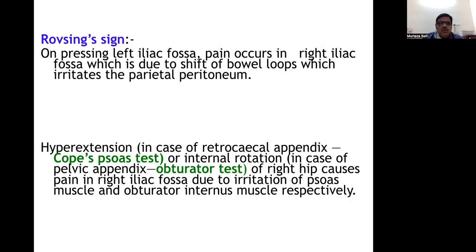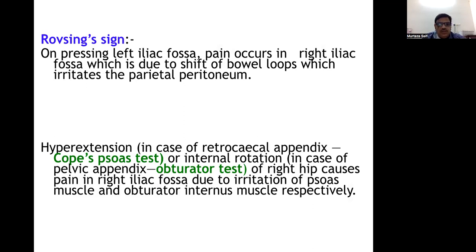Closing sign. On pressure on the left iliac fossa, pain occurs in the right iliac fossa, which is due to shift of bowel loop, which irritates the parietal peritoneum. This is called the Rovsing sign. It is very important.